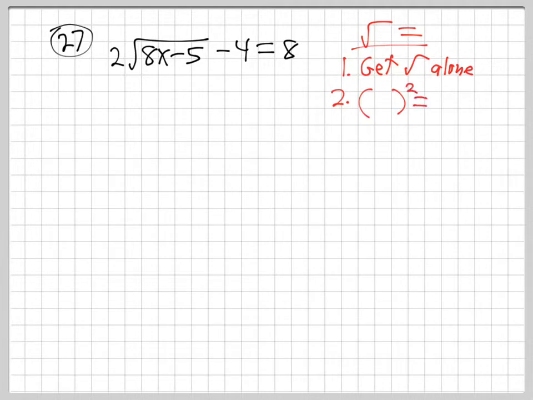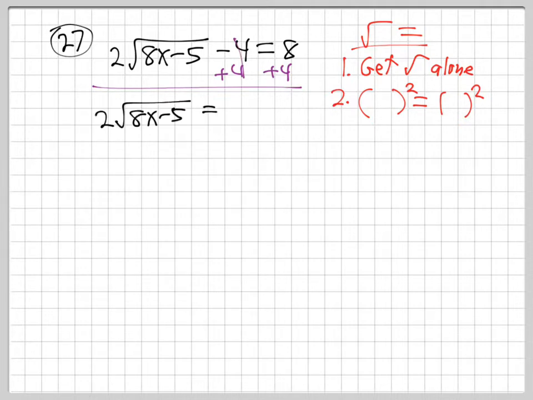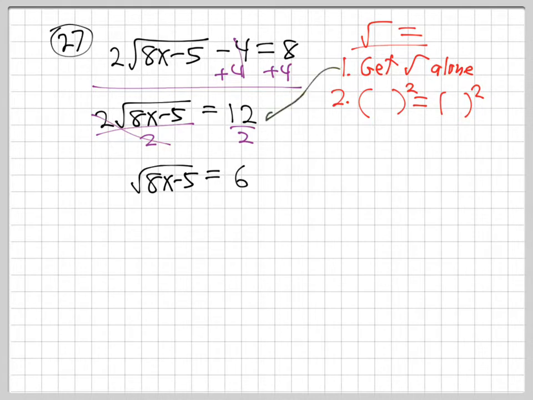Step 2, remember, parentheses square, because that's the opposite of a root, a 2 power. And so first step, get the root alone. What are we going to do to get the root alone? Got to add that 4 to get rid of that. And we get 2 square root of 8x minus 5 is 12. Next step, to get the root alone, divide by that 2. Boom. And then the root is alone. So that's all step 1.